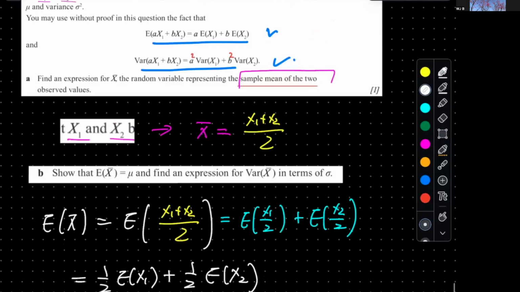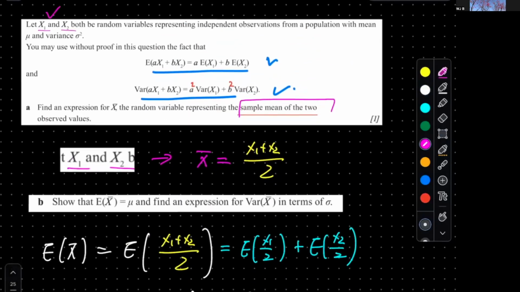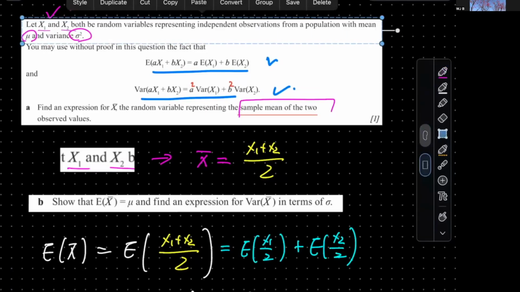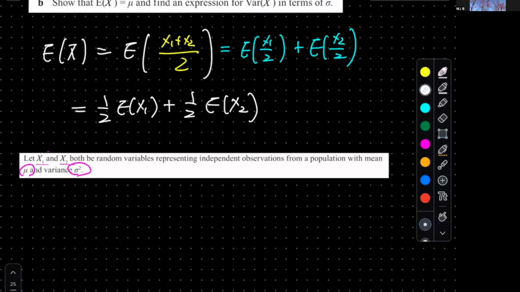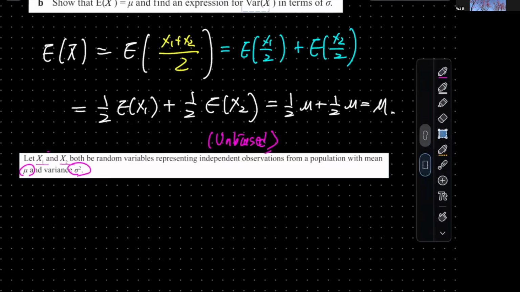That's great. But here's the thing, they define x1 and x2 to be independent and identically distributed with the expected value and the variance the same thing. So because x1 and x2 were independent and identically distributed random variables, it's just going to be 1 over 2 mu plus 1 over 2 mu. So that's just a mu. We call it an unbiased estimate. So that's great. But now let's try to go with the variance.